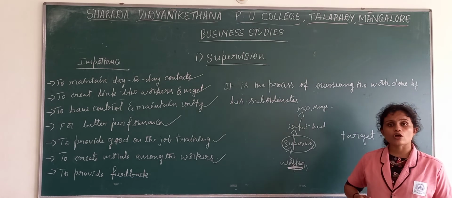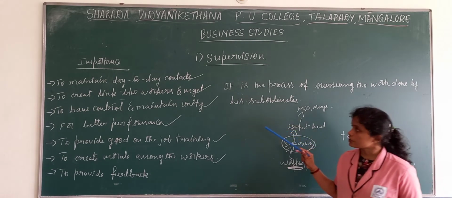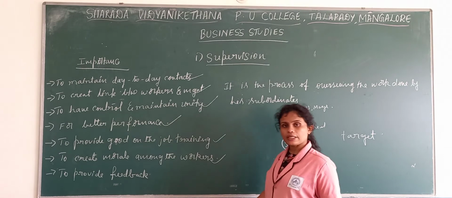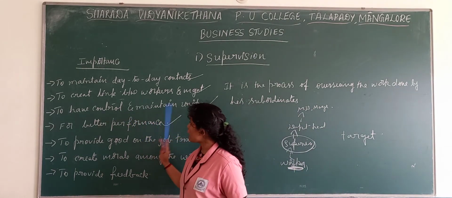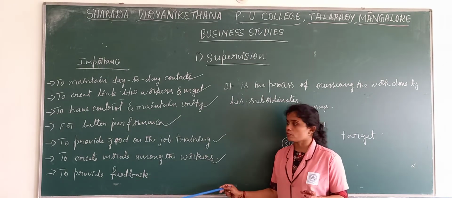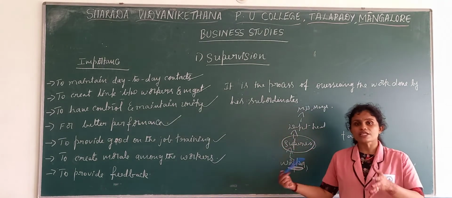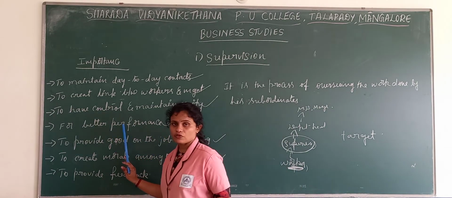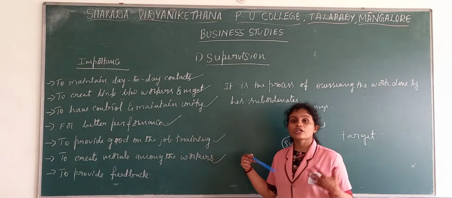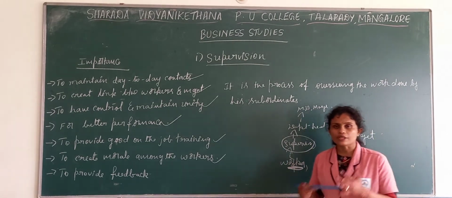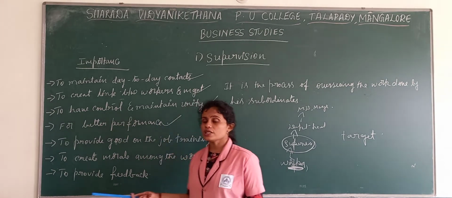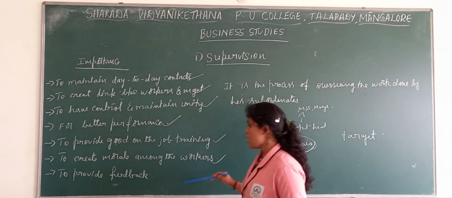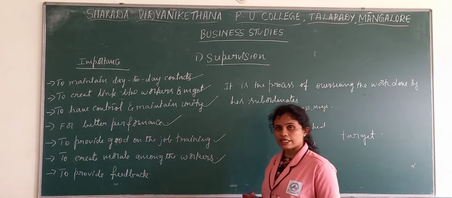First, to maintain day-to-day personal good contact with the employees, and to create a link between the management and the workers. To have control and maintain unity among the workers, to have good control over the workers, where he has to make them listen to him. Then, for better performance, to improve their performance, to give good on-the-job training, he has to convey to his workers what is right and what is wrong. Then to create morale among the workers, to create good discipline among the workers, and to provide proper feedback on how they are doing their work.